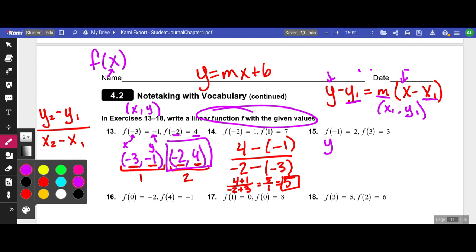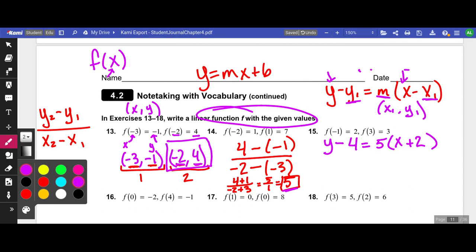Okay, so y stays the same, minus y1, so the y in this point is 4, is equal to m, which was 5. x stays the same, minus x1, so over here the x in this point is -2, so minus a -2 is going to be +2. And then again, I can't just say, okay, here is my function. In order to call it a function, I've got to have y isolated. I've got to have it in this slope-intercept form.